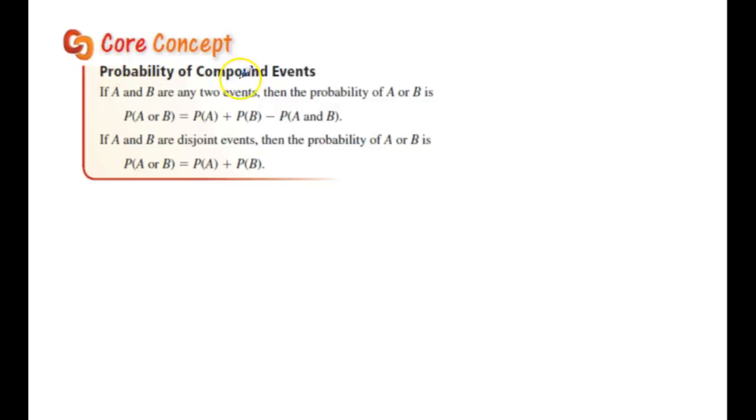So here's our first core concept: the probability of compound events. If A and B are any two events, it doesn't matter what kind of events, then the probability of A or B, and or is the big word we're looking at here, is: I take the probability of A and add the probability of B, but then I have to subtract any that are in the middle, because I don't want to count them twice. These will be counted twice if there's some overlapping.